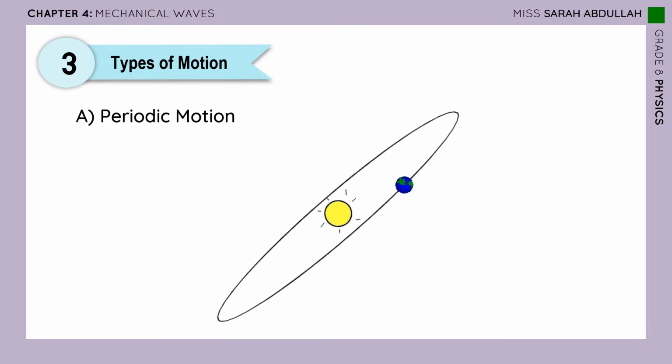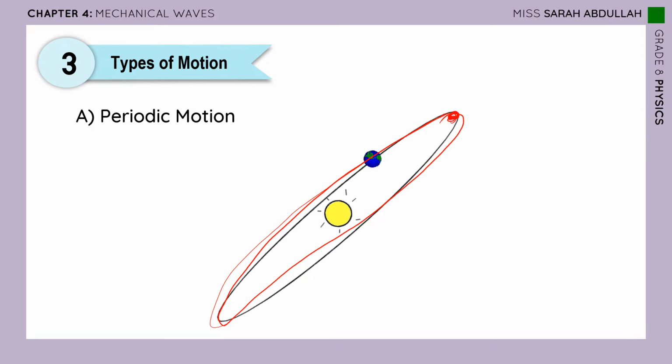So Earth rotates around the sun. Every 1 year, Earth finishes one full rotation around the sun. Okay, so the periodic motion is the motion that repeats itself identically during a constant time interval. So, since Earth every 1 year finishes one rotation around the sun, then the motion of Earth is periodic.